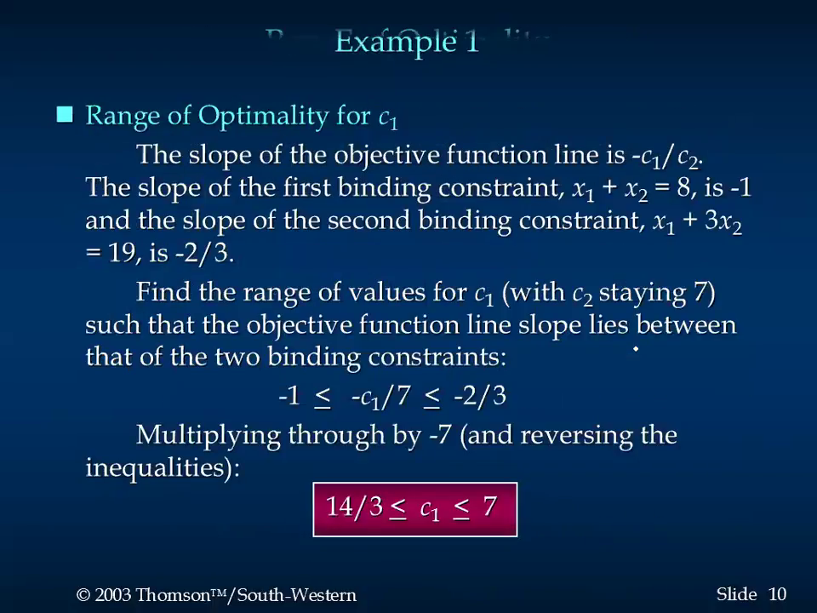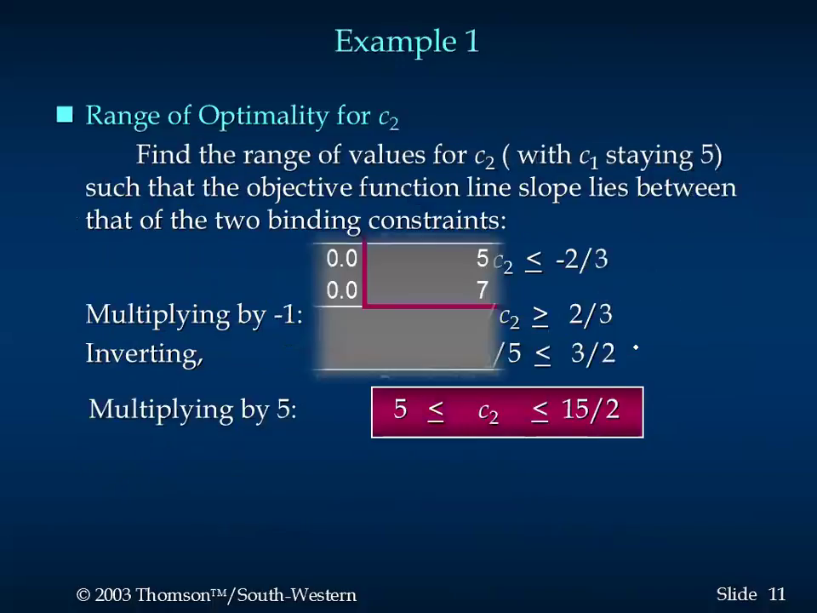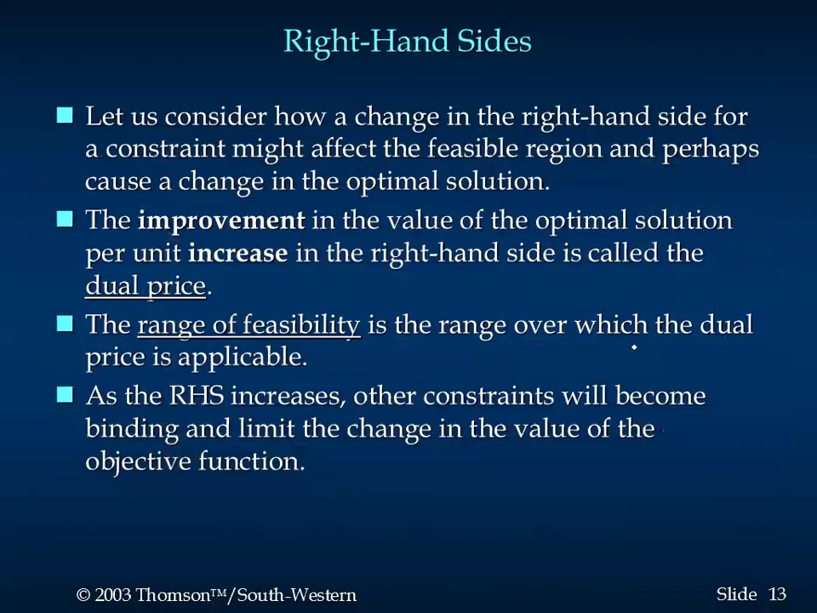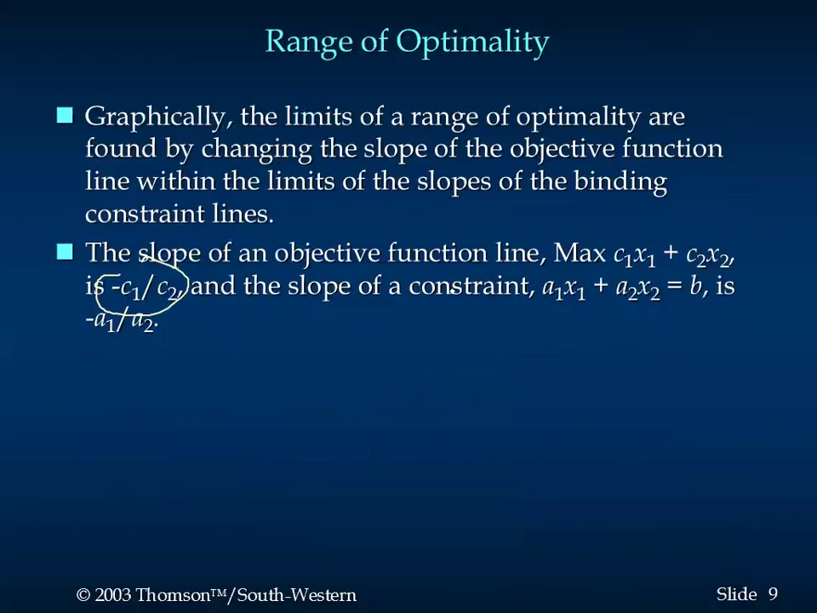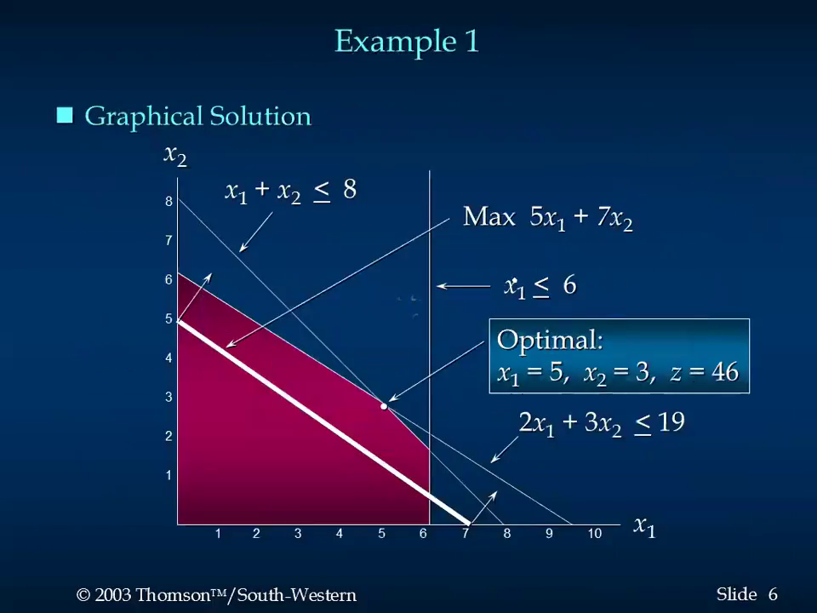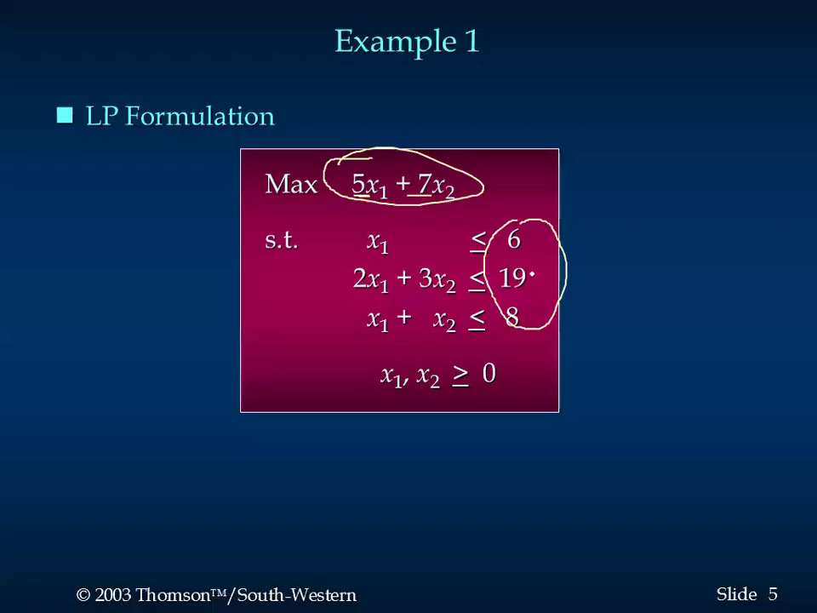Okay, so next comes, what happens when these changes? Let us consider how a change in the RHS of a constraint may affect the feasible region and perhaps change the optimal solution. So what happens? For example, suppose I increase one of these constraints. Maybe I'll increase this one. So I increase this by 1.